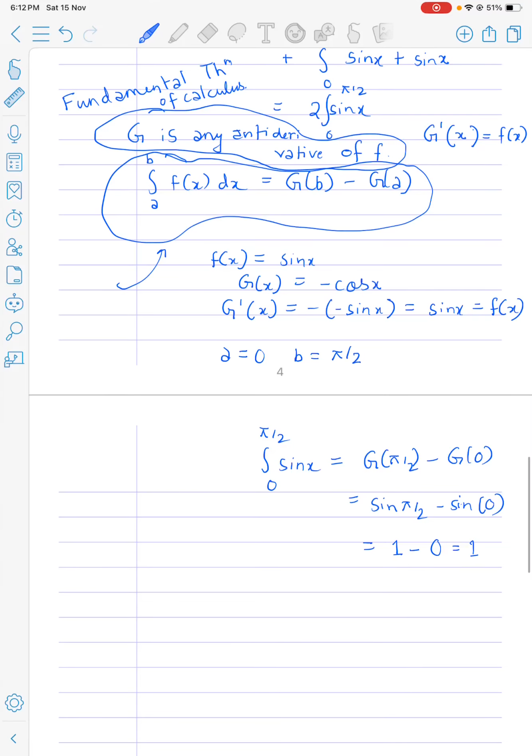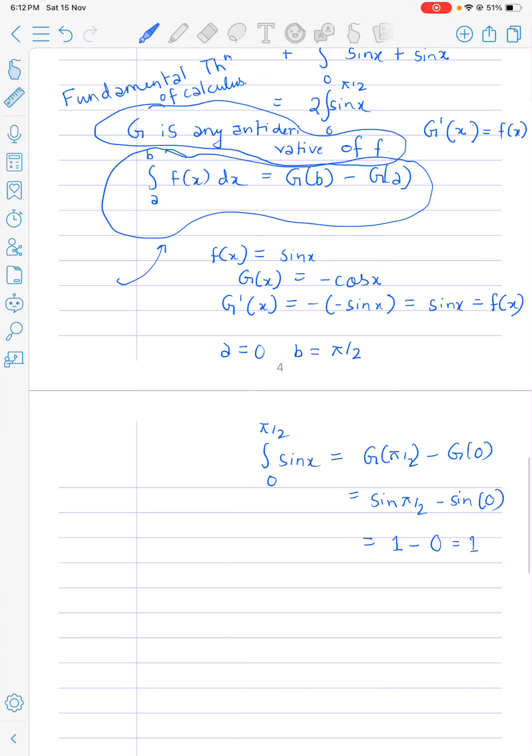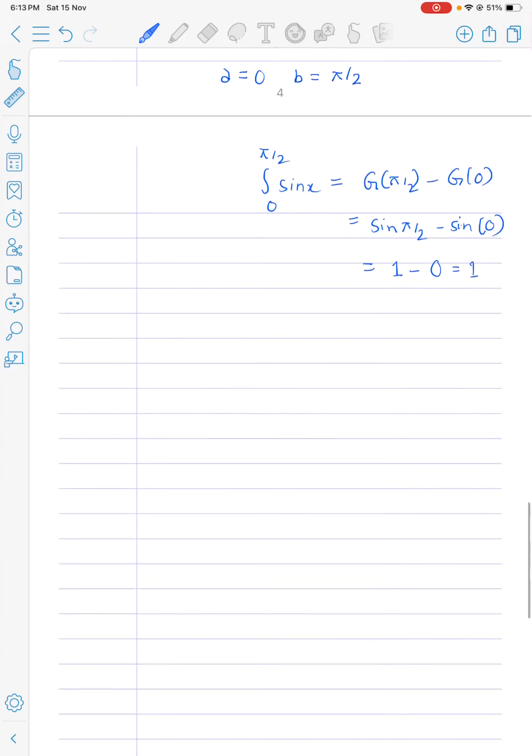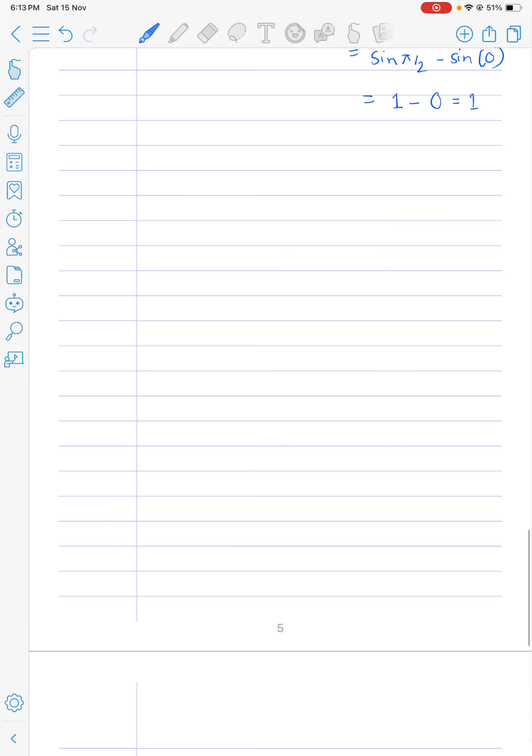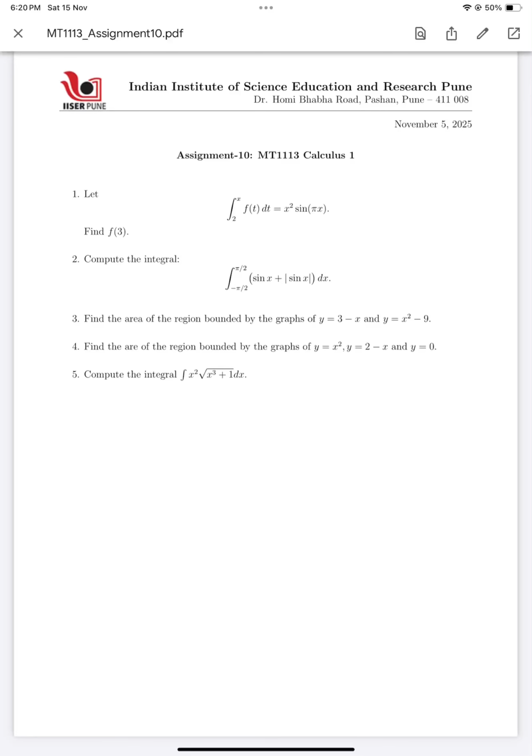But note that we want to find 2 times this thing, right? So your final answer will be 2. This completes question number 2. So now let's move on to question number 3.